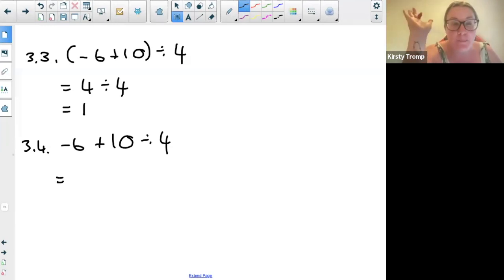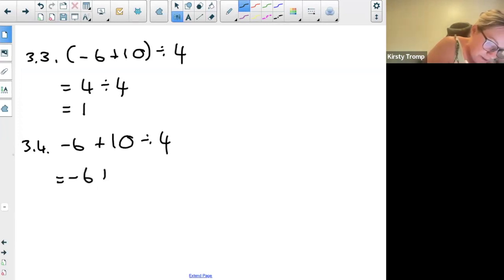Because improper numbers, who wants to deal with improper numbers? But you were right the first time. Because what does BODMAS tell me that I must do? I must start with division before addition. Exactly. So I'm going to leave this here: negative 6 plus, when I do the improper fraction, 10 divided by 4, what did it give you?